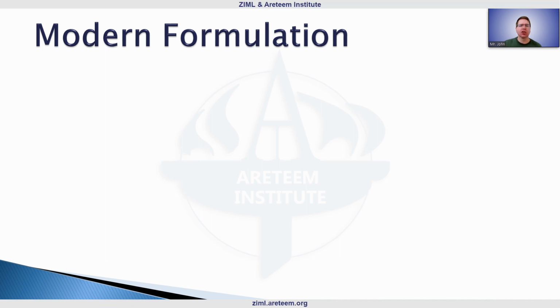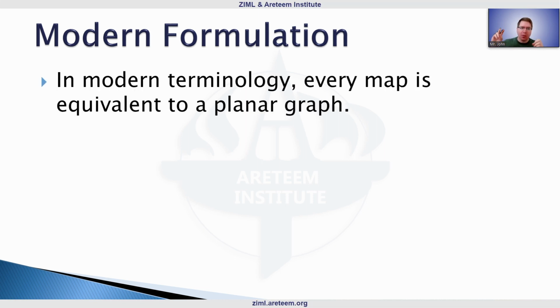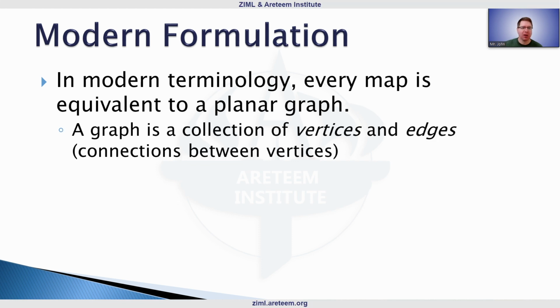So in terms of a more modern formulation, how would we typically think about this today? Well, a map would be what's equivalent to a planar graph. So first of all, what do we mean by a graph? Well, a graph is a collection of vertices, right? So we might have some vertices drawn in the plane, and we have edges connecting those vertices, right?